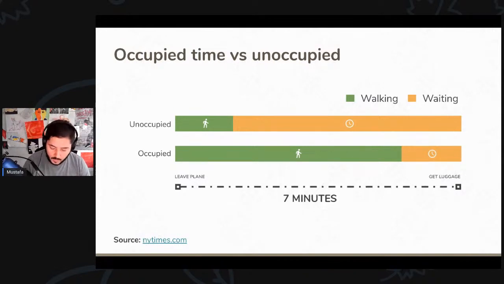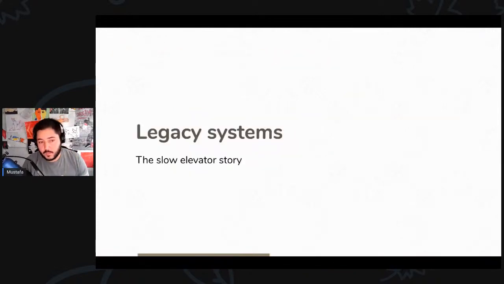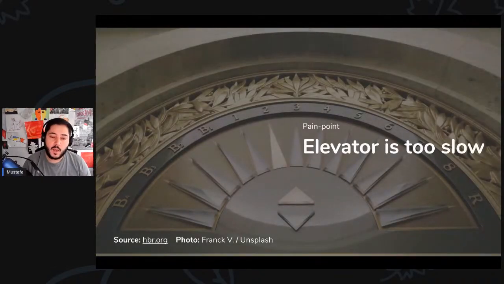The next story is a story of legacy systems, and it's known as the slow elevator story. A common pain point is that elevators are too slow. People complain they're waiting forever in a building with 3 elevators.